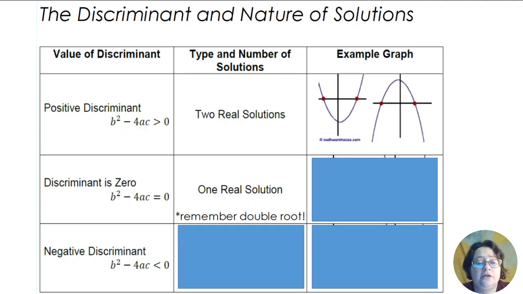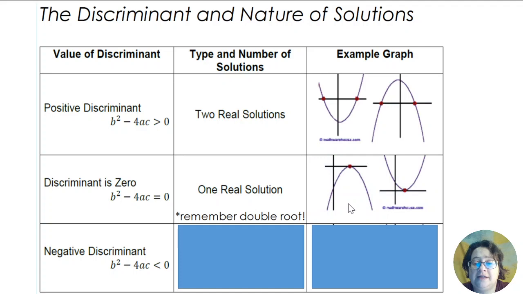This is where we've seen our double roots before. Our graphs would look something like this, where our parabola comes down, touches the x-axis, and then changes direction. So it is on the x-axis, but does not go all the way through it.